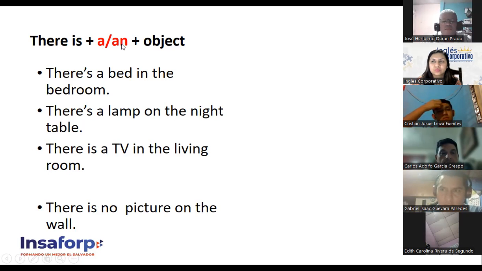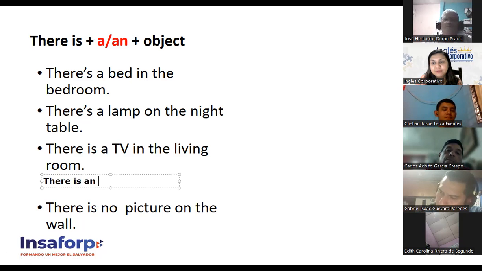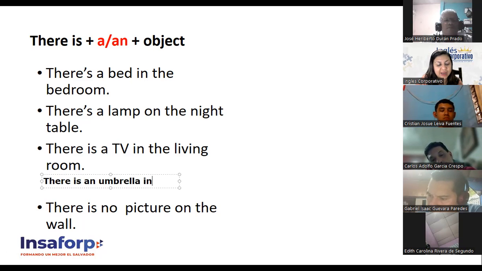I think we use an between two words, one final... how do you say vocal? Vowel. Vowel and the other words start in vowel too. Okay, thank you, Carlos. Yeah, we use an before a word that starts with a vowel sound. For example, there's an umbrella in the bedroom. So it starts with a vowel sound, so I will use an, okay? Just when the next word starts with a vowel sound.